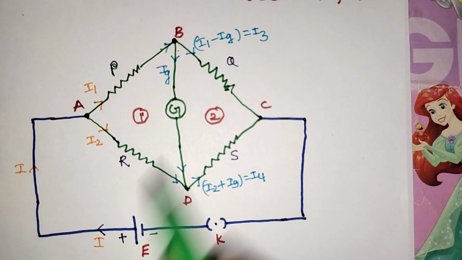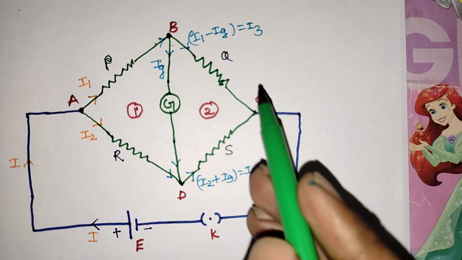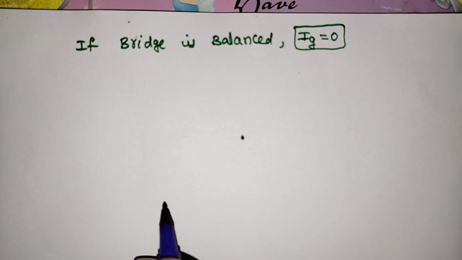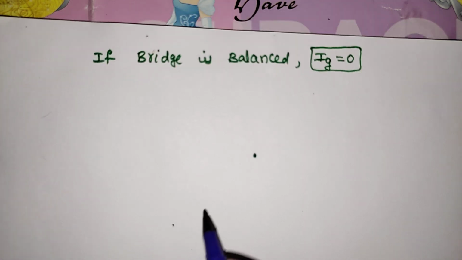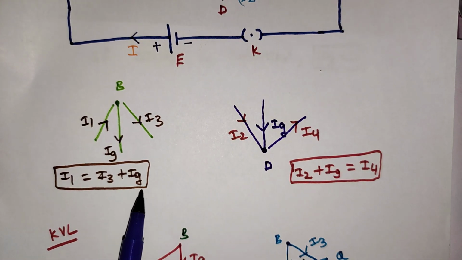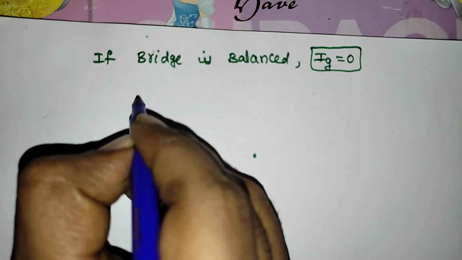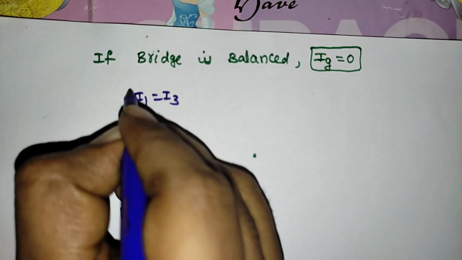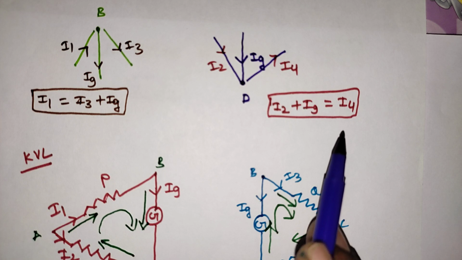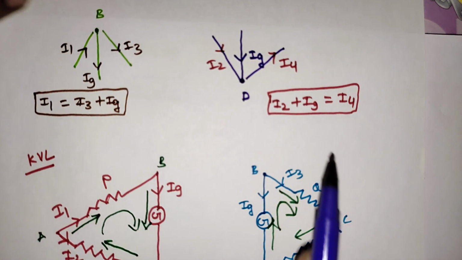Then here, suppose the bridge is balanced. When the bridge is balanced, no current flows through this galvanometer. If the bridge is balanced, galvanometer current Ig can be taken as 0. So if Ig is equal to 0, here already we know I1 is equal to I3 plus Ig. Ig is 0 means I1 is equal to I3. Next, I2 plus Ig is equal to I4. So Ig is 0 means I2 is equal to I4.